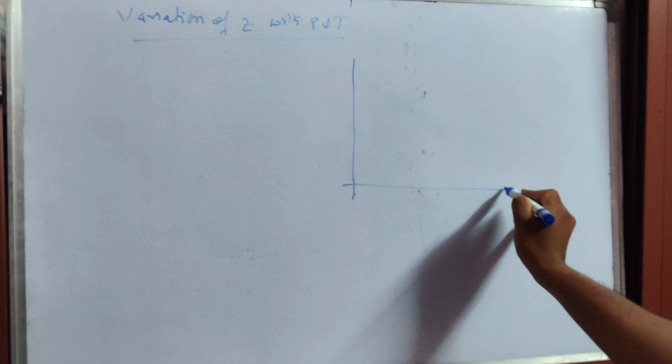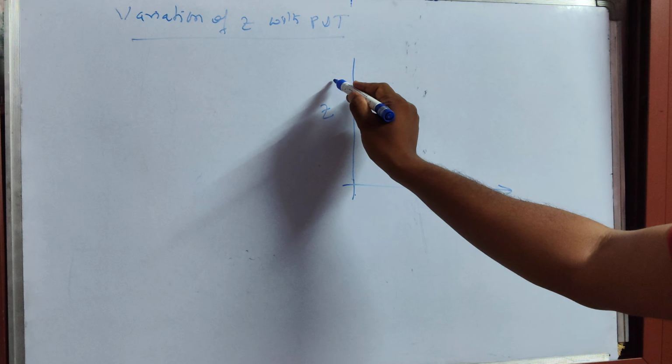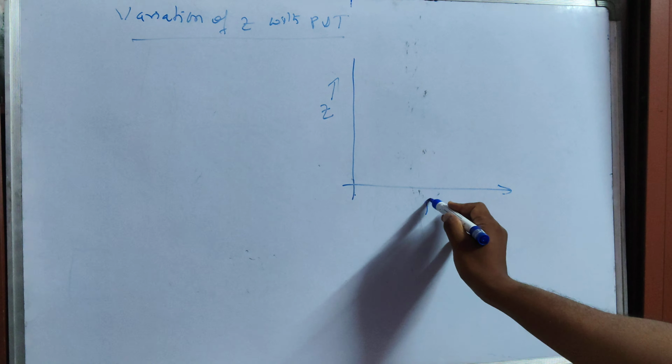Next, variation of Z with pressure and temperature. How to remember? For example, if you take the graph, the y-axis is taken as Z and the x-axis is taken as pressure. This is the ideal gas, the standard one.